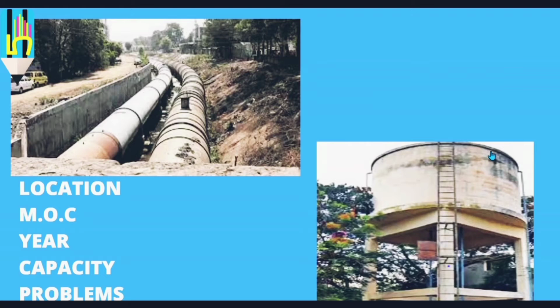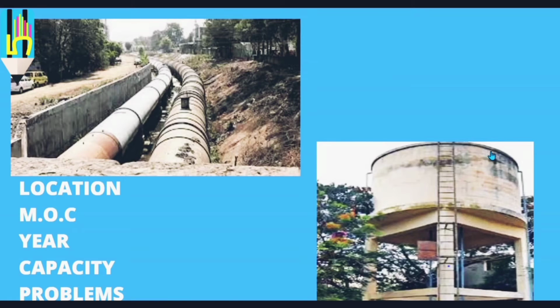Then you can also get the MOC, that is, material of construction. Some pipelines are constructed from iron, concrete. Similarly for tanks, you can see iron tanks somewhere, then concrete tanks, and similar. So you should know the various materials of construction of the infrastructure that you are recording. This will be helpful because depending on the type of material, the design life may vary. Then the year of construction.